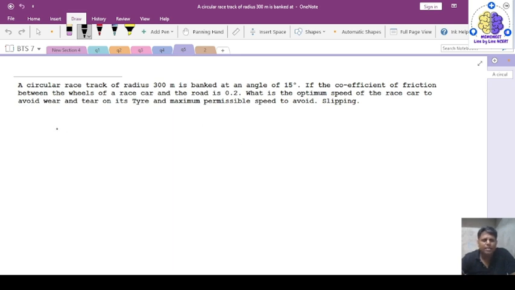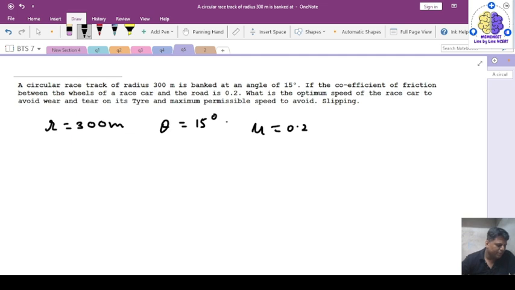So what they are saying is that the radius small r is equal to 300 meters, and the angle of inclination theta is equal to 15 degrees. The coefficient of friction mu is equal to 0.2. What they are asking in the first part is the optimal speed of the car to avoid the wear and tear, right?